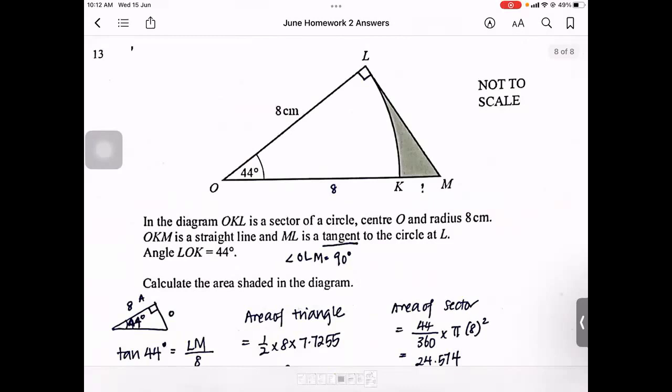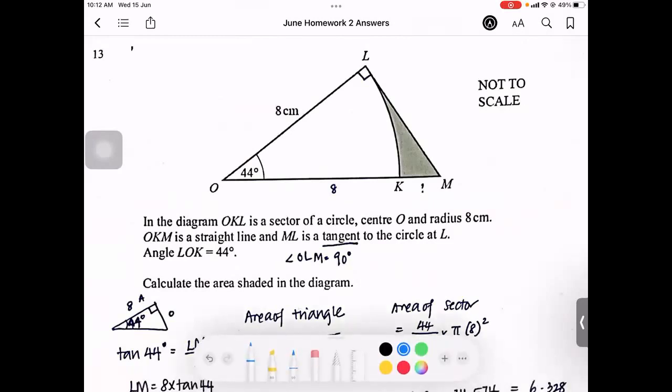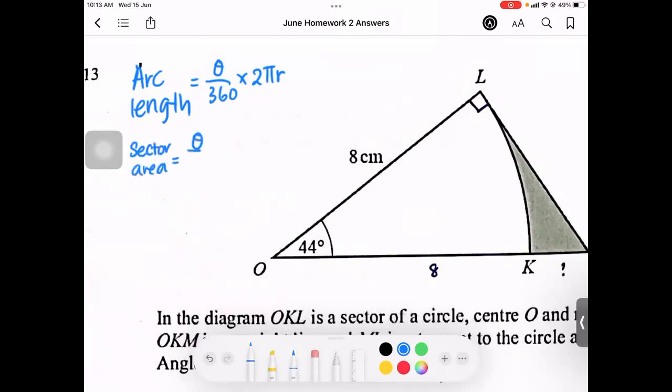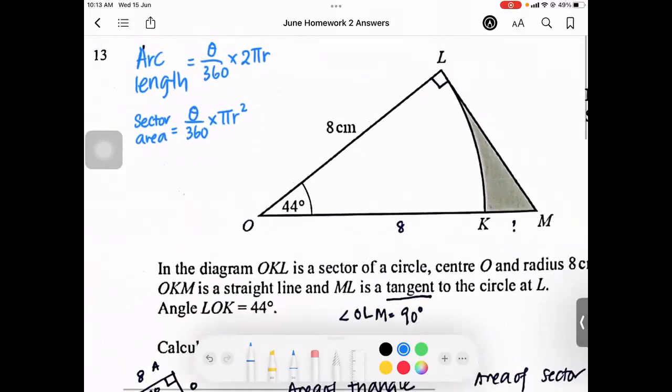So inside the diagram, OKL is a sector. A few formulas we need to remember already, right? So for a sector, the arc length will be theta over 360 times 2 pi r. Please memorize it. Then next one, sector area will be theta over 360 degrees times the area of circle, pi r squared. Okay, so this is a sector. Then maybe you need the segment and all the other shaded area later.